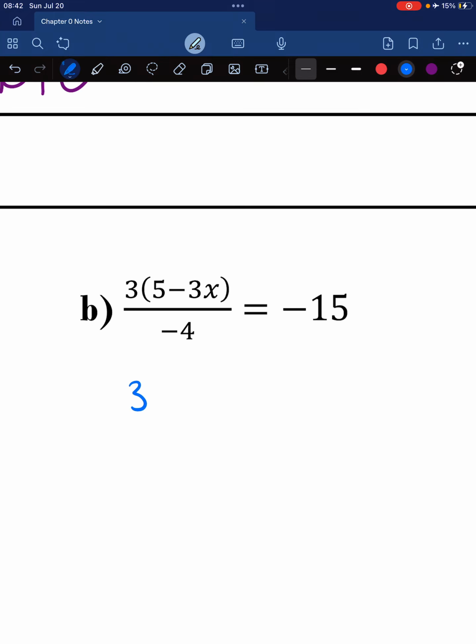Okay, 3 times 5. I'm just recopying the problem here for this one.